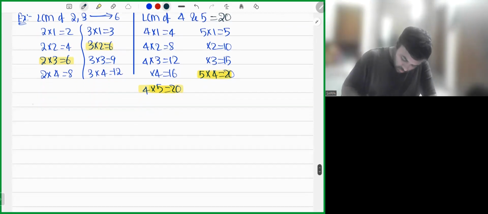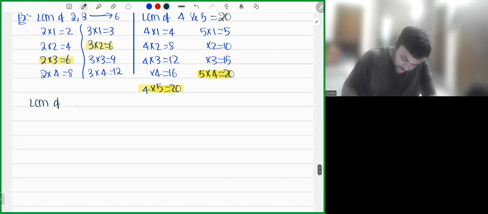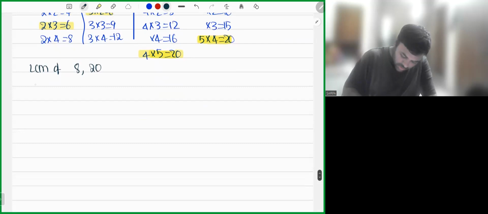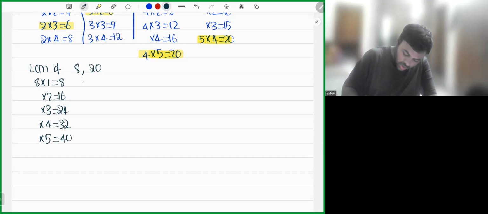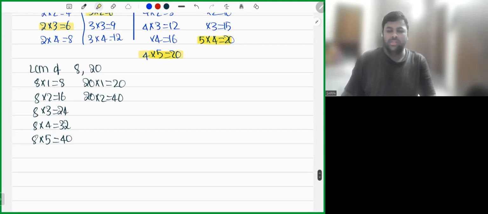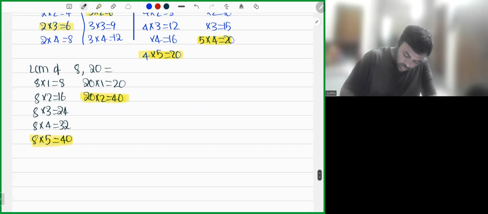Next, what is the LCM of 8 and 20? 8 into 1, 8. 8 into 2, 16. 8 into 3, 24. 8 into 4, 32. 8 into 5, 40. Now 20 into 1, 20. 20 into 2, 40. So what is the least common number which is divisible by both 8 and 20? My dear friends, it is 40. So LCM of 8 and 20 is 40.